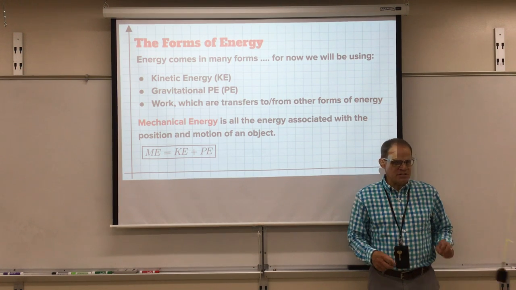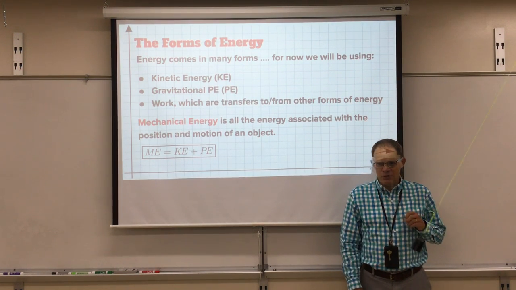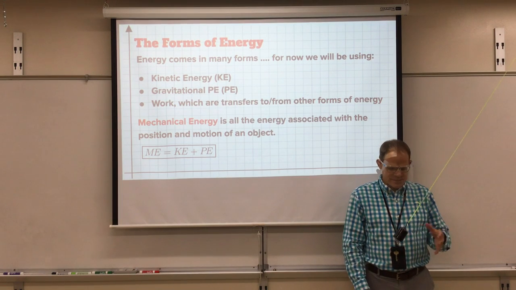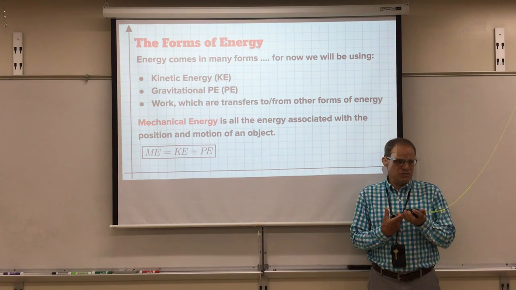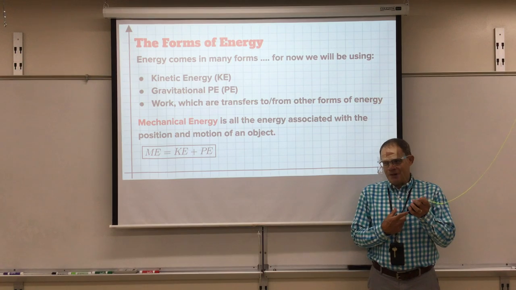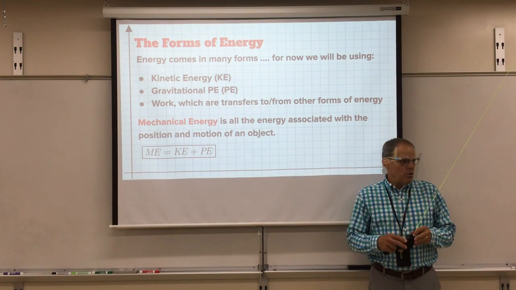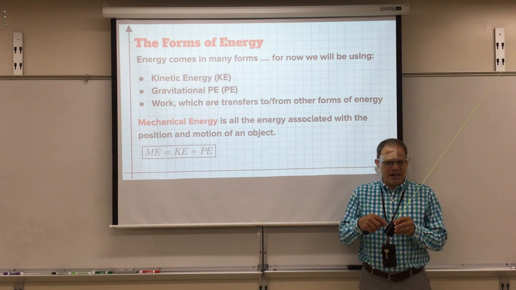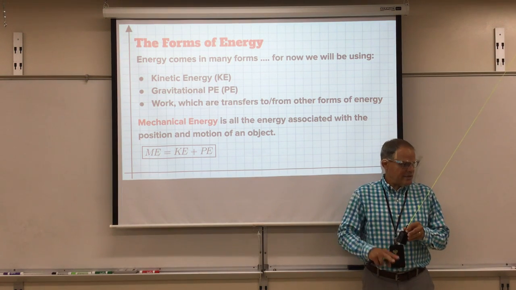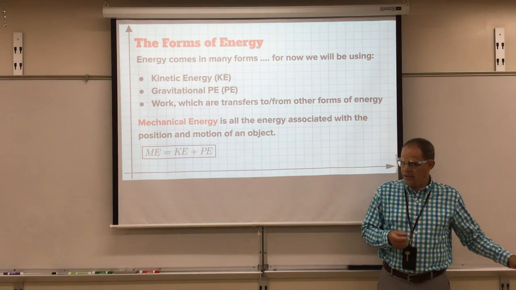It's what we called yesterday in lab the total energy, even though it's not really quite the total. There's other kinds of energy. I mean, this weight has nuclear energy. If you could split the atoms in it, you'd get an enormous amount of energy. But we're not worried about the other kinds of energy. Mechanical energy is just the energy it has because of its motion and its position above the ground, okay? Does that make sense?